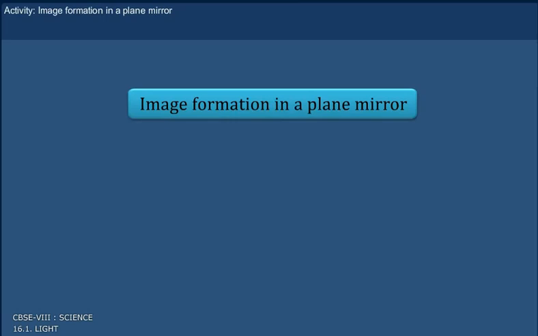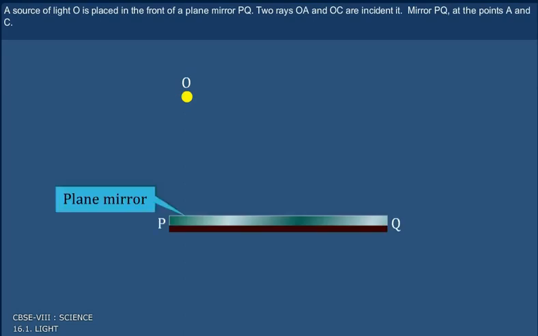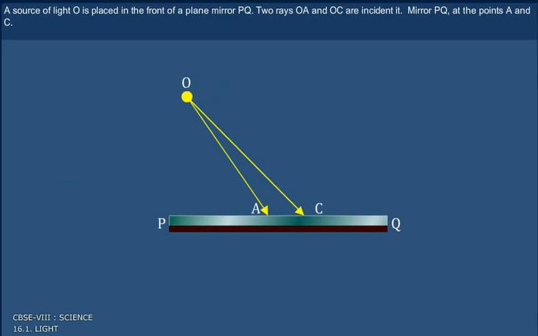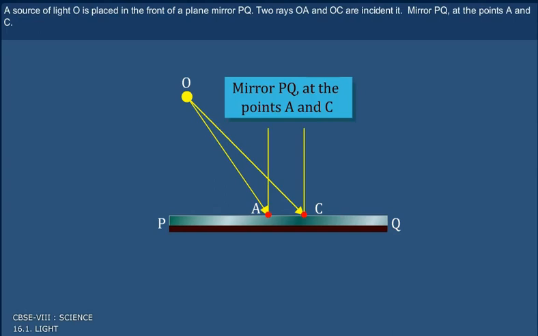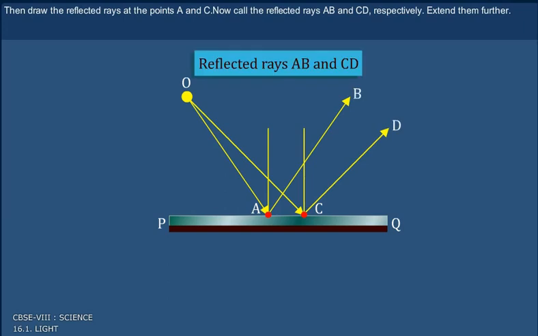Activity: Image formation in a plane mirror. A source of light O is placed in front of a plane mirror PQ. Two rays OA and OC are incident on mirror PQ at the points A and C. Then draw the reflected rays at the points A and C. Now call the reflected rays AB and CD respectively.